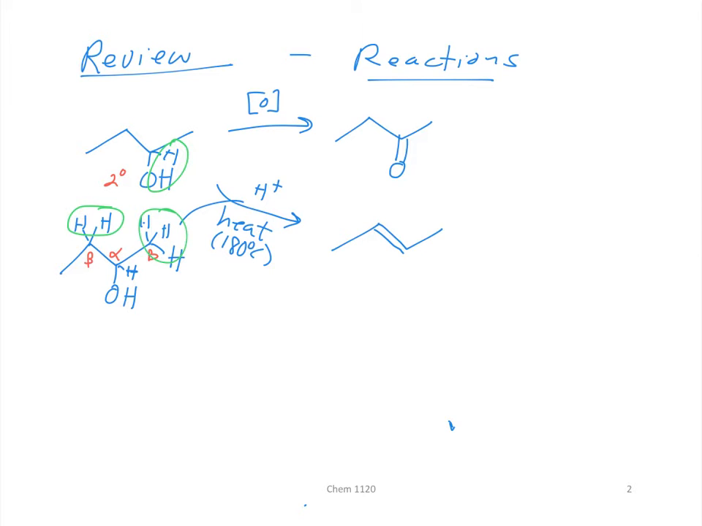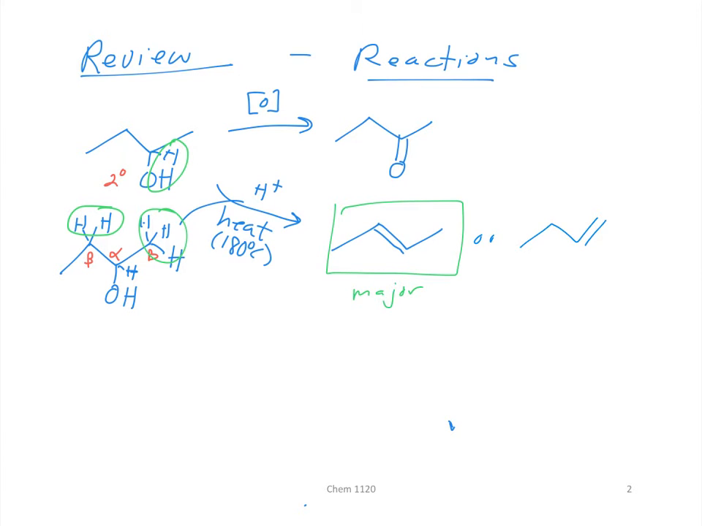So we could have this, or form a double bond over this way. Do you remember, do we get these in equal amounts, or is there one that gets formed more than the other? Which one? Yeah, the one with the most carbons attached. So this one would be the major product.